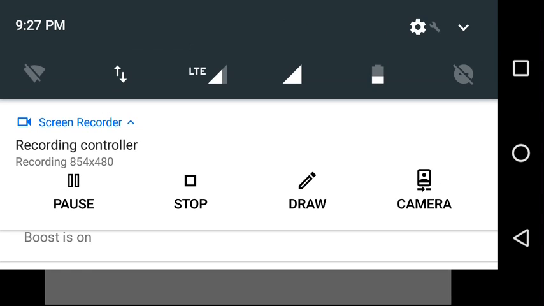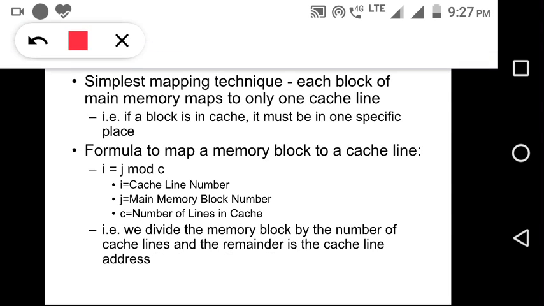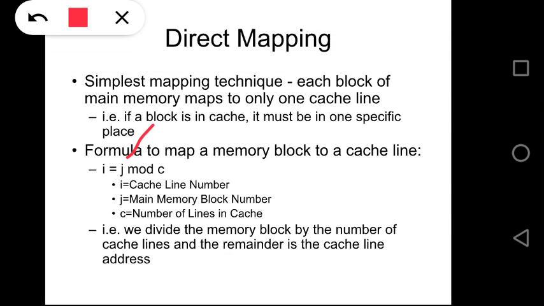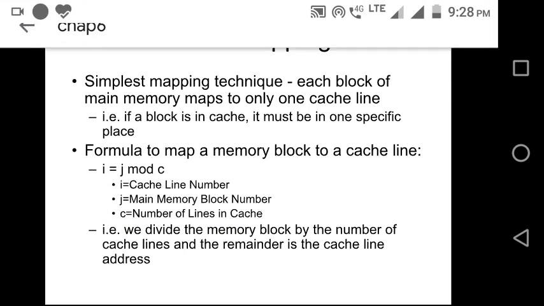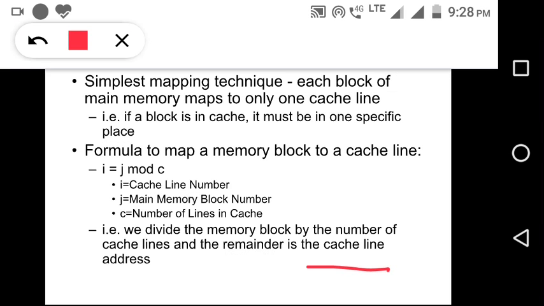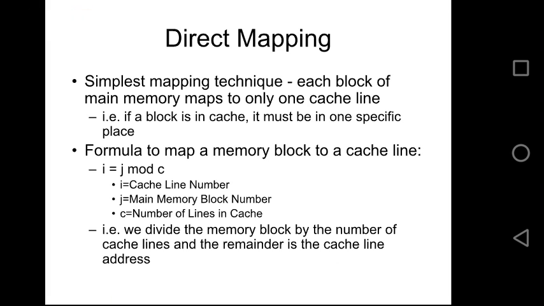So see here, J mod C. J means main memory block number, C means number of blocks in the cache, and you get a result I, that is the cache line number. That is, we divide the memory block by the number of cache lines, and the remainder is the cache line address. So this is about direct mapping.